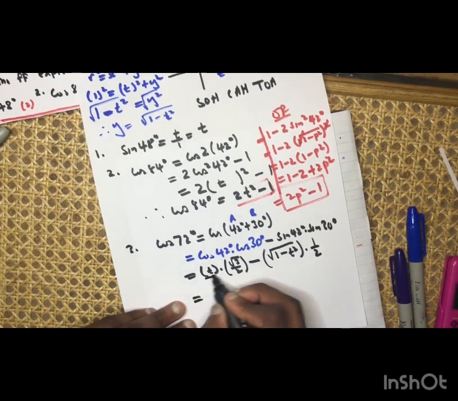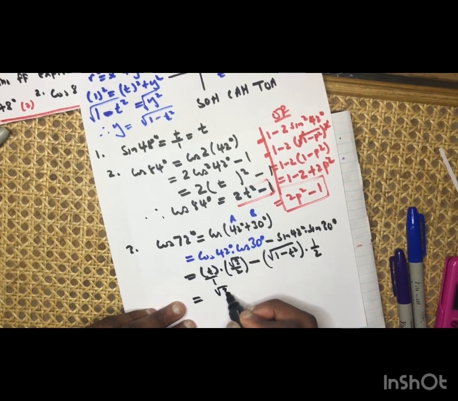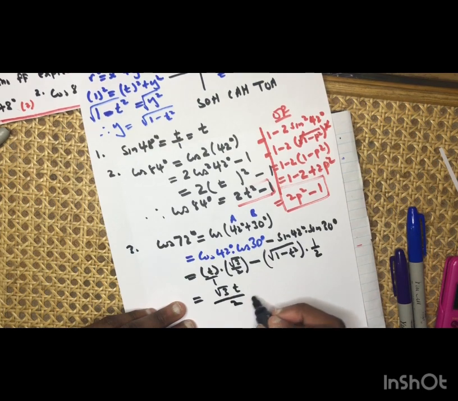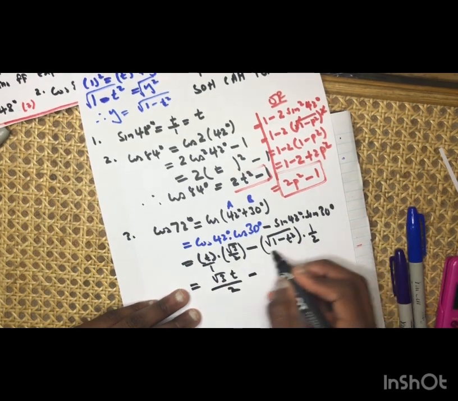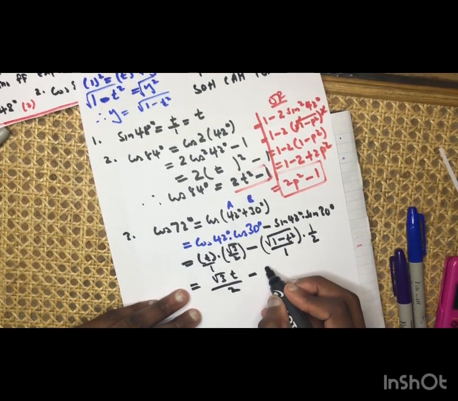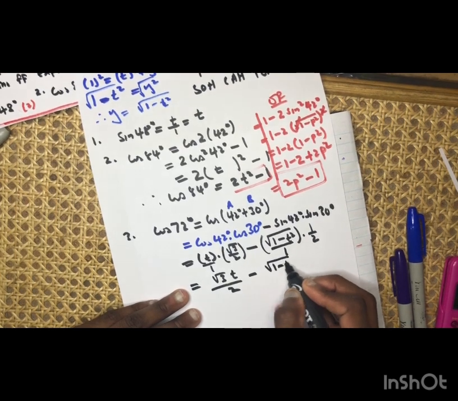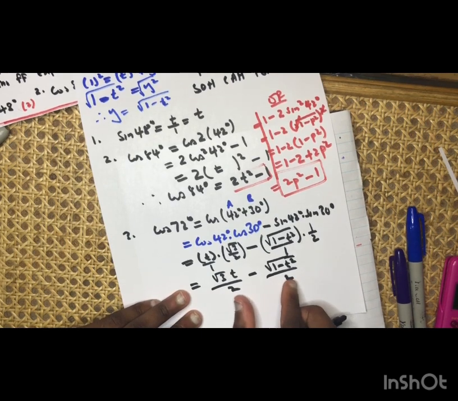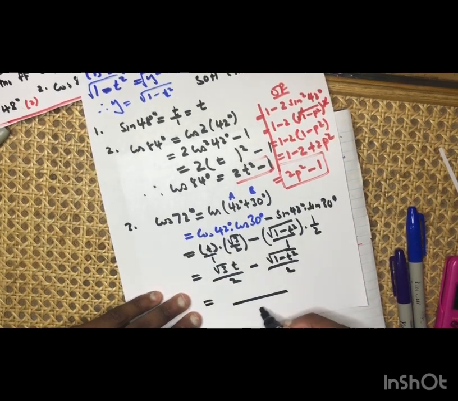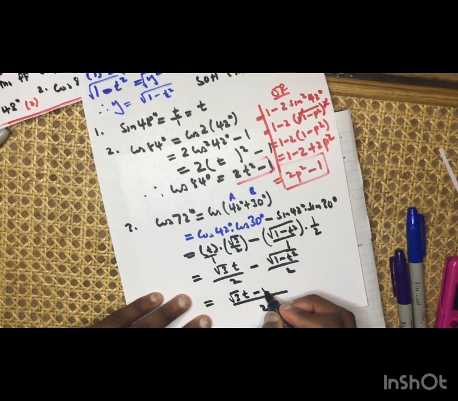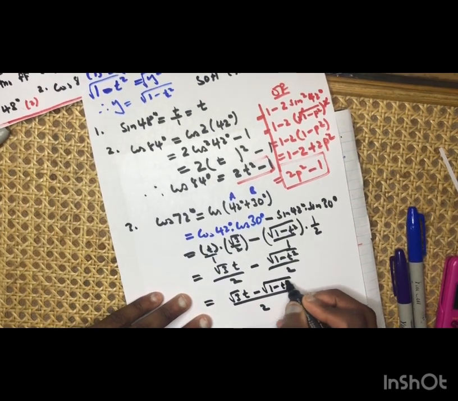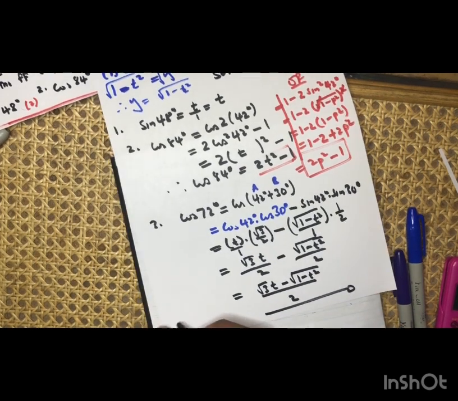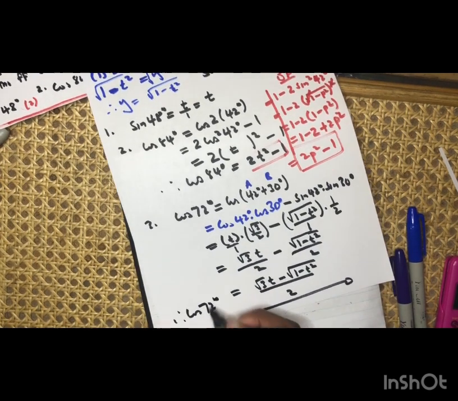So in this case, guys, we have 1 here. It's going to be square root of 3 times t over 2 minus this one. We have 1 here. It's going to be negative square root of 1 minus t squared over 2. You see that, guys, the denominator here is the same. We're going to take one denominator and subtract the numerators. So it's going to be the square root of 3 t minus the square root of 1 minus t squared. So this is your final answer, guys, for cos 72.